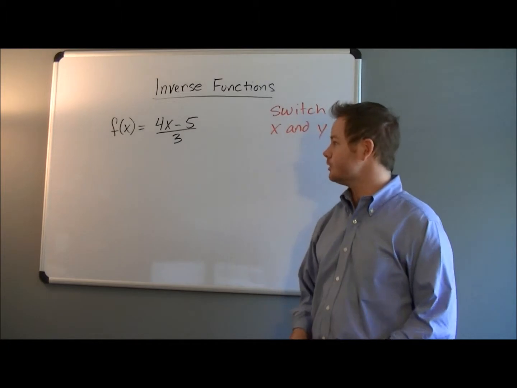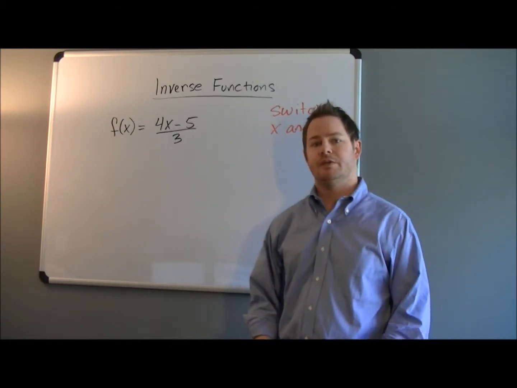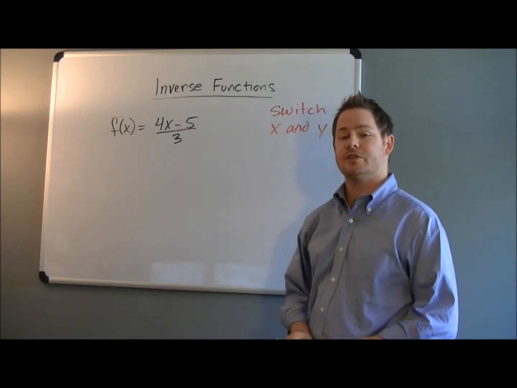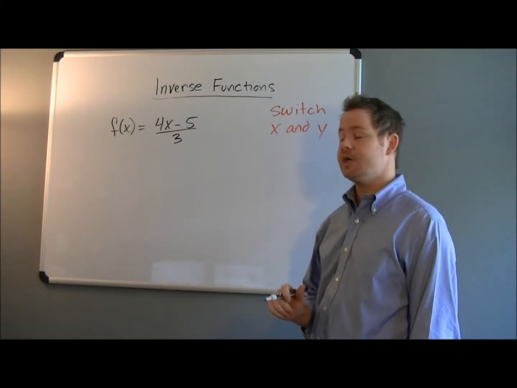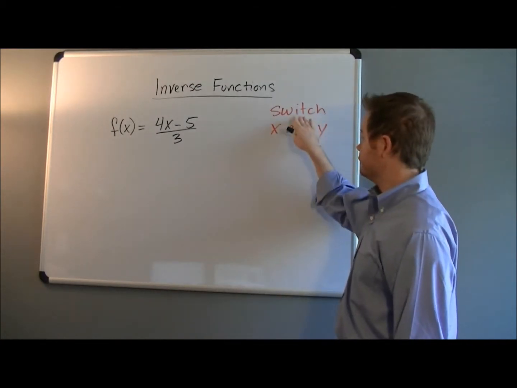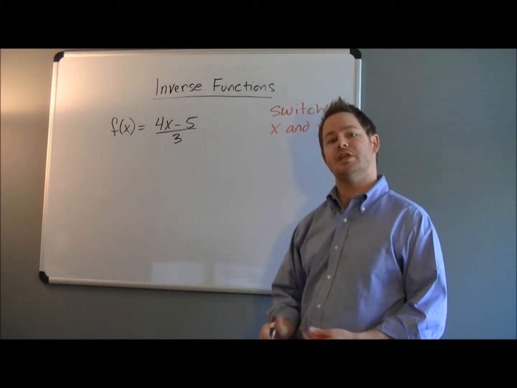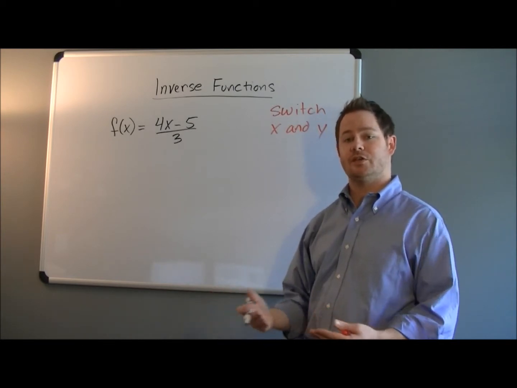Here we're going to take a look at another example of how to solve for an inverse function. If you haven't been introduced to this idea yet, you can check out our other videos, because there is an introductory video where we talk about the basic idea behind finding an inverse function. But basically, this is all we need to know right here. Switch x and y, because that's what the inverse is. To find an inverse function, you're simply switching your x and your y values.